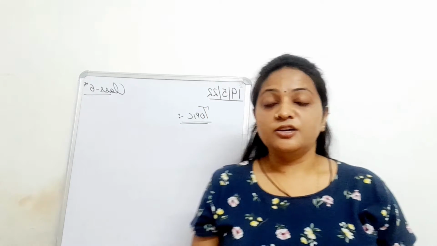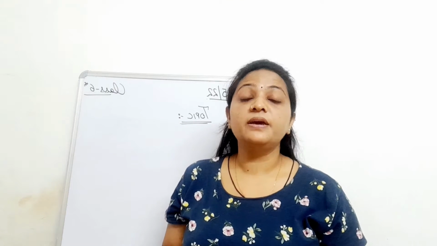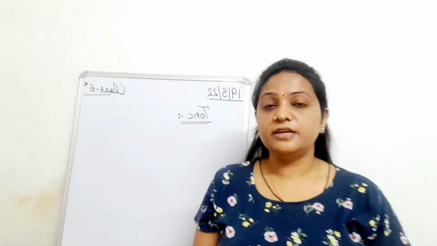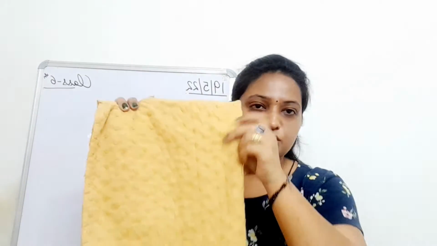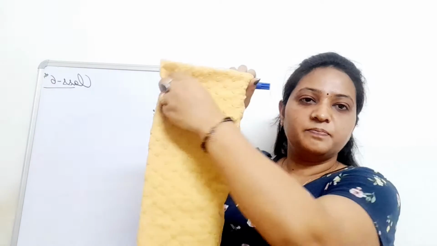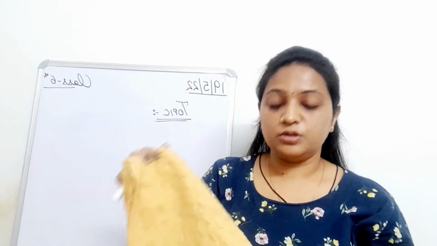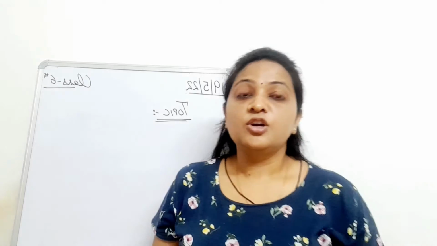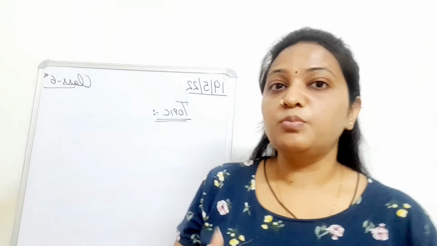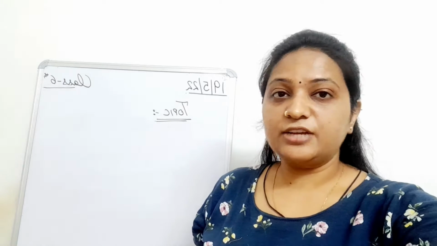Our today's class is a very interesting topic, and I am going to show you something and you have to identify these items, okay? What is this? Yes, this is a cloth, and cloth is made up of fabric, right? So I'm going to show you some more pictures. You have to identify and tell me what they are.